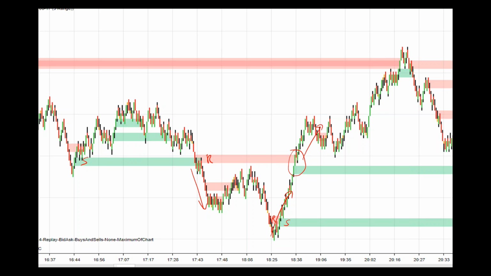So when imbalance zones, resistance or support, change sides, usually it's done with big momentum. I don't really know why this happens. Maybe because there are lots of stops involved or things like this, but it does happen.